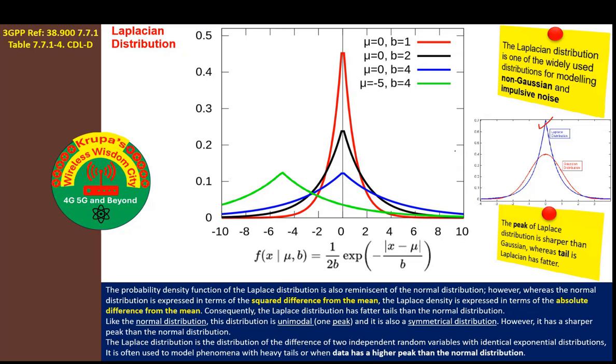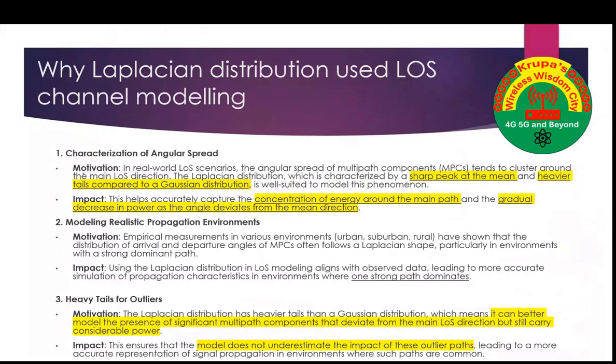So we'll go to the true motivations and characterizations of the Laplacian modeling for the CDL channels. If you look at real world LOS scenarios, the angular spread of the multiple path components tends to cluster around the main LOS direction. This is one of the reasons. The Laplacian distribution, which is characterized by a sharp peak at the mean, this is very, very critical, and heavier tails compared to the Gaussian distribution, is well suited to model this phenomenon.